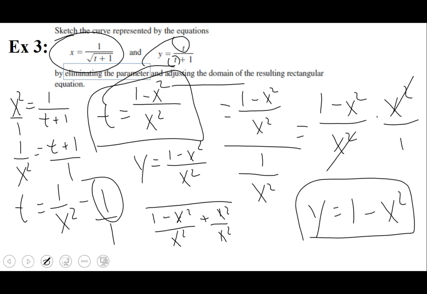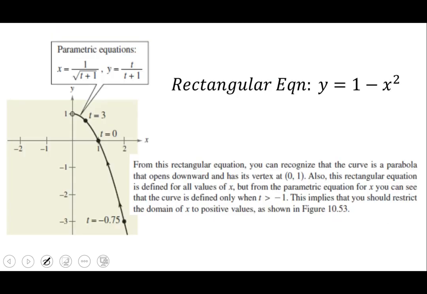And the truth is, to ask you to graph 1 minus x squared should actually be a relatively simple thing to do. You should, of course, know that that is a parabola that faces down with a y-intercept of 1 and x-intercepts of 1 and negative 1. In order to actually do the graph, though, this is where we have to kind of consider that domain. So on this next screen here, again, here's the rectangular equation I just found, 1 minus x squared.